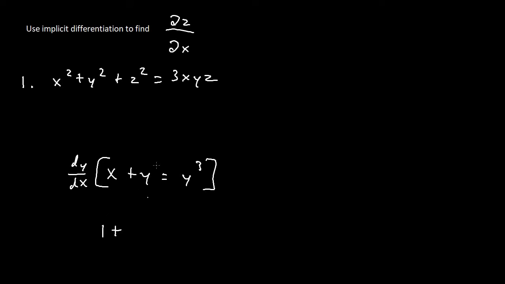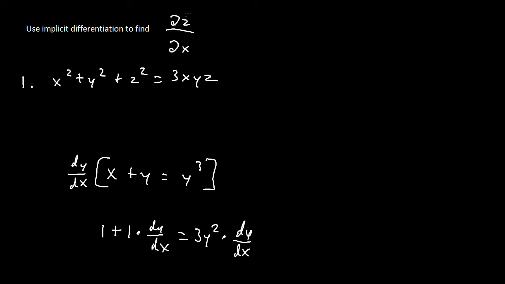And then every time we derived y, we would derive it and then multiply by y prime, or multiply by dy/dx. So derivative of y is 1, and you multiply by dy/dx. So that will equal, derivative of y cubed is 3y squared. And you'd also multiply by y prime, or dy/dx. So the same thing works here.